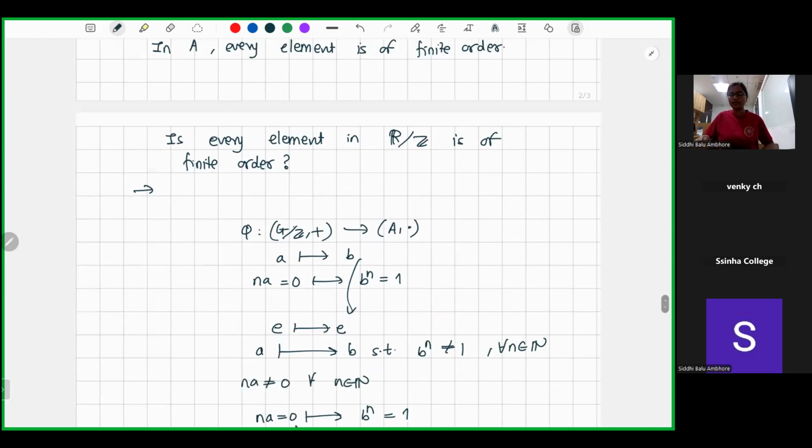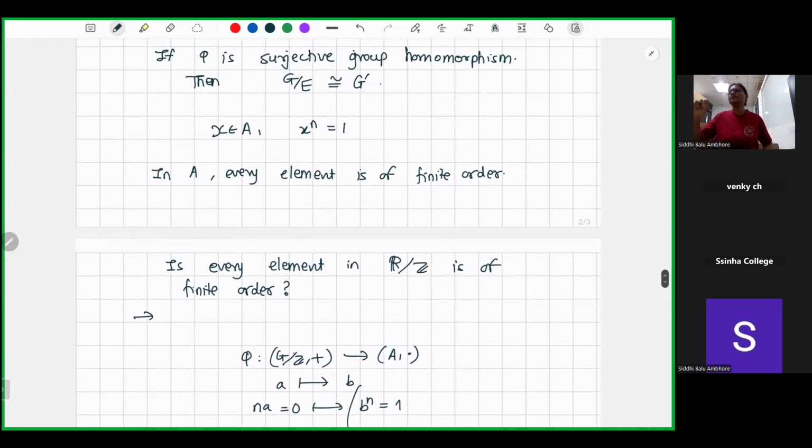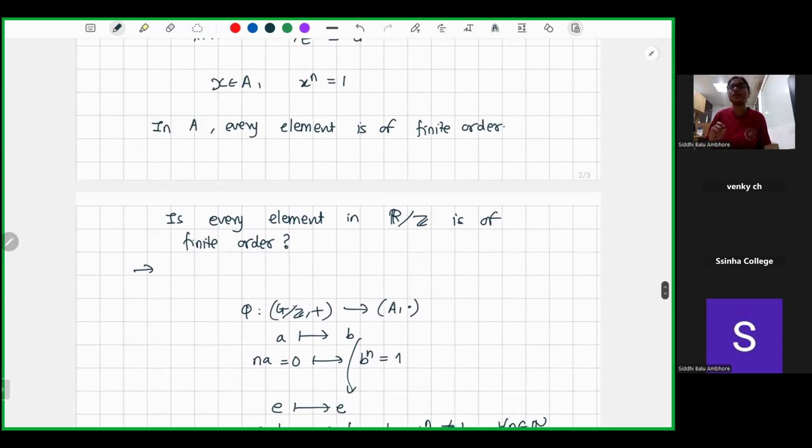So can we have such an element here? If we produce at least one element which does not have finite order in R mod Z, then we are done. So can you give me one element which does not have finite order in R quotient Z?